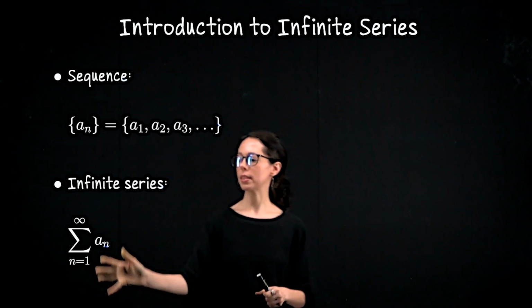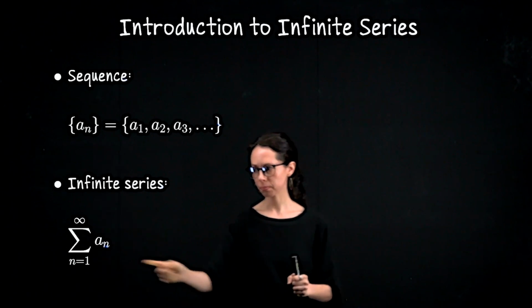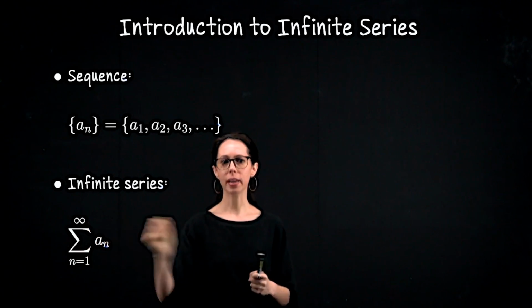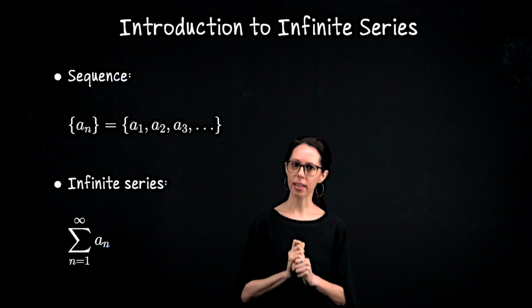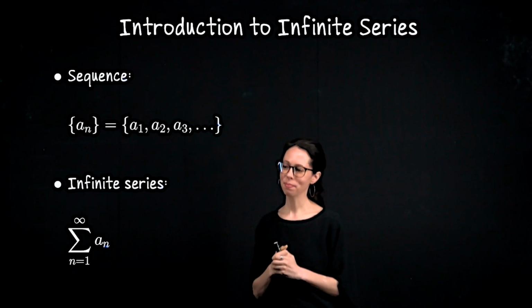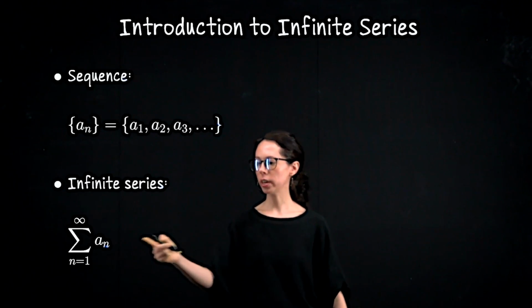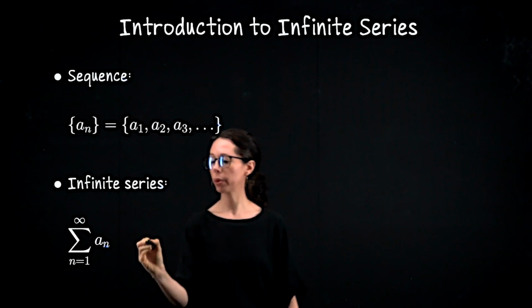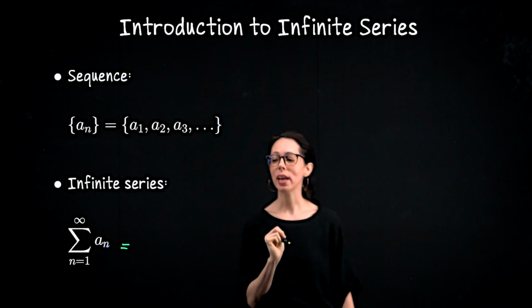We denote this with this capital sigma notation. So sigma means sum, and then you have a lower index and an upper index. We are interested in infinite series, so the upper index is often infinity to mean go on forever. You want to add up terms that look like terms from the list that we studied when we studied sequences, but what we're going to do with those terms is add them.